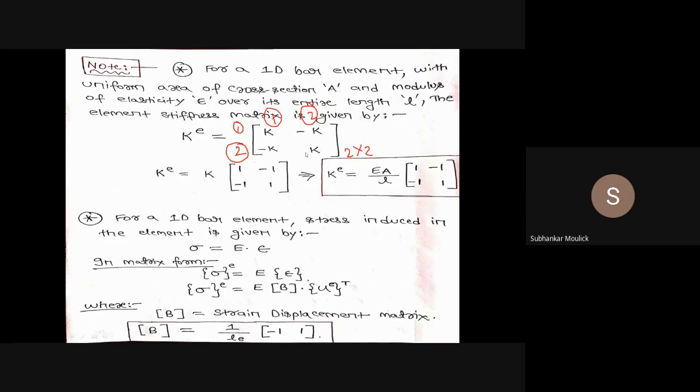So the stiffness matrix takes the shape like this, that is Ke. For any element, the stiffness matrix is given by EA by L in bracket 1, minus 1, minus 1, 1. What is A? A is the area of the corresponding element. What is L? L is the length of the corresponding element. And what is E? E is the modulus of elasticity for the material of the element.